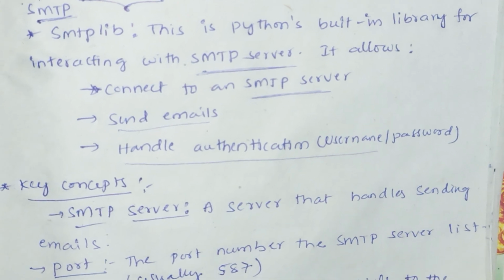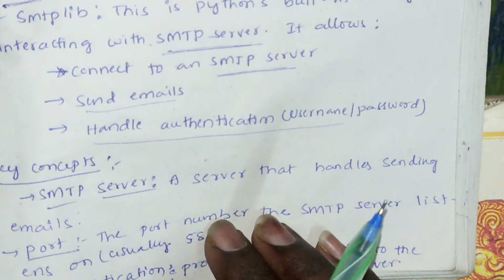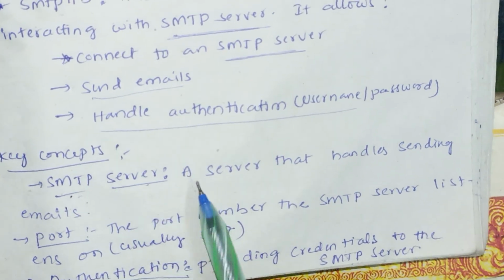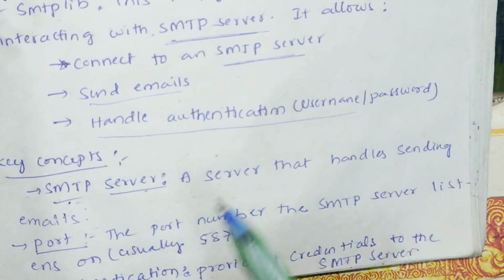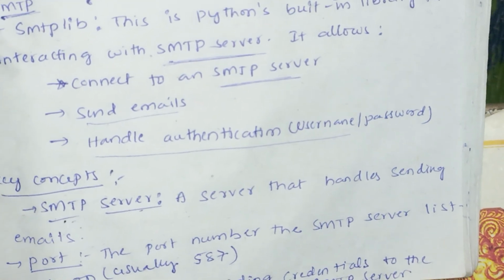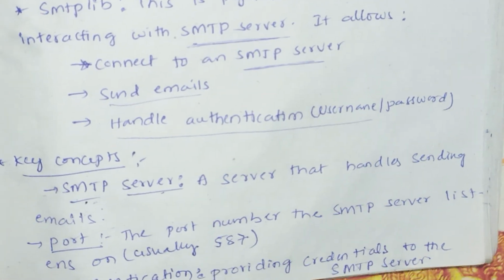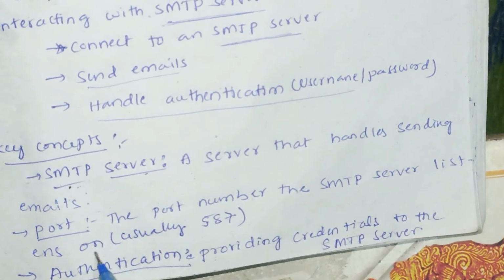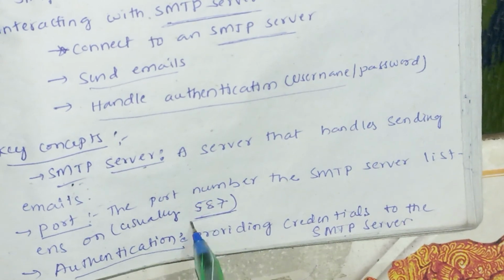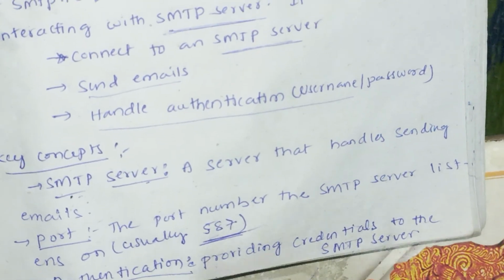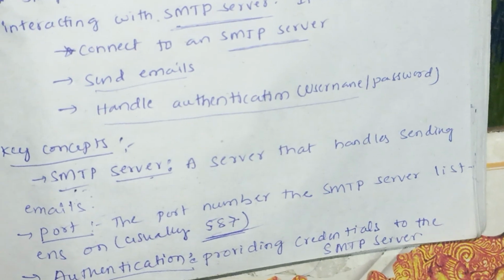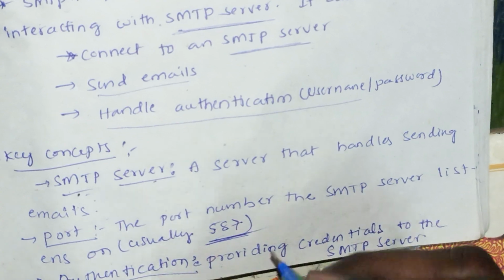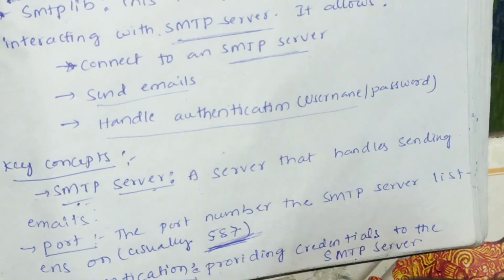Next, key concepts. What are the key concepts in SMTP? This is the last topic, I think. The SMTP server is a server that handles sending emails from one user to another user. And the port, the port number the SMTP server listens on, usually 587. For sending mail we use this specific port, 587.